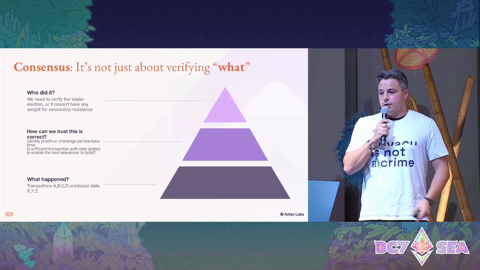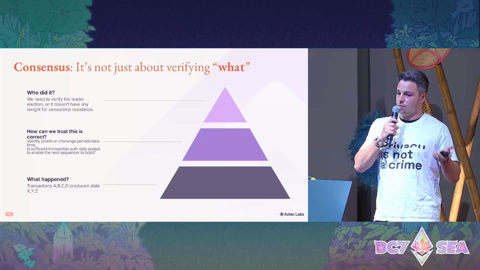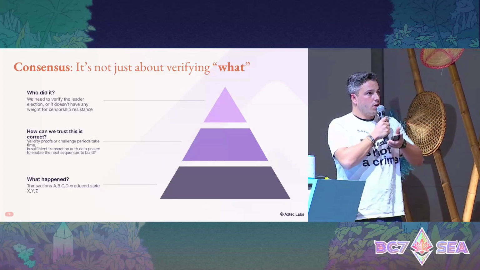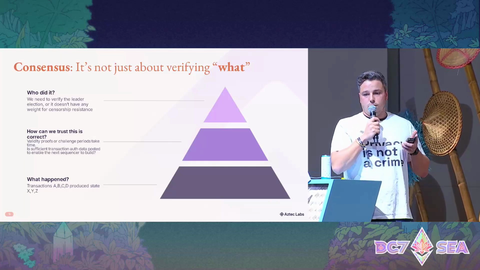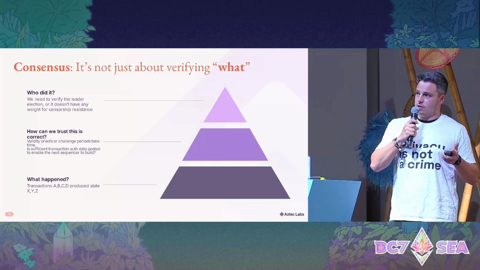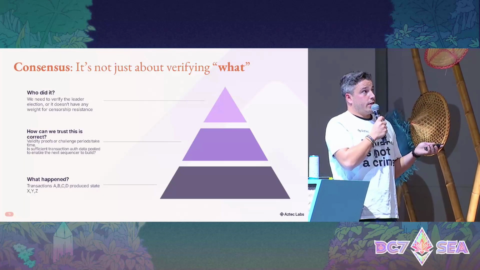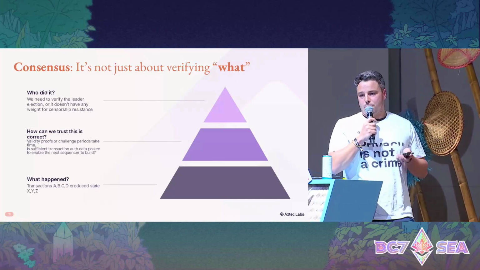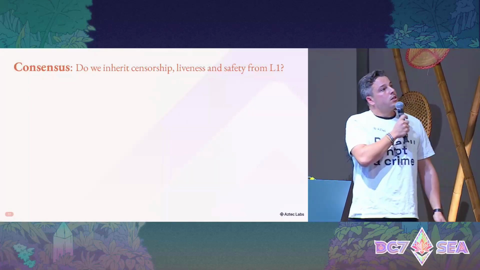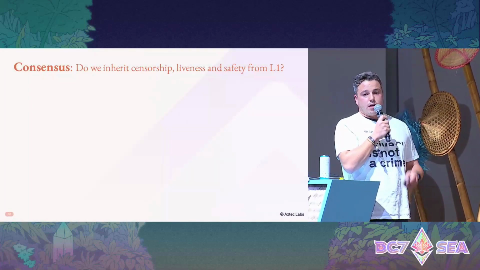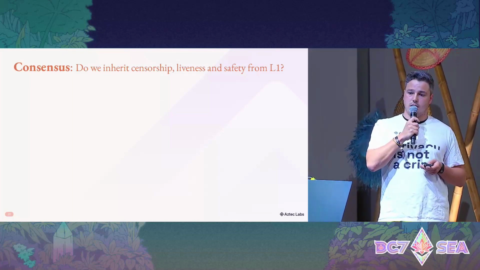And lastly, we need to check who did it. Did the sequencer who proposed a block actually have the right to propose a block? We need to come to consensus on all of these three things to make sure that the blocks being proposed by a decentralized sequencer are valid and follow the rules of the system. If we don't verify who did it, someone who's not able to could just keep proposing blocks and monopolize sequencing rights. Depending on where we verify these things, we inherit different censorship, liveness, and safety properties, and they're not all equal.